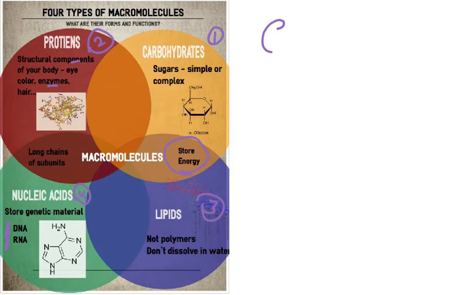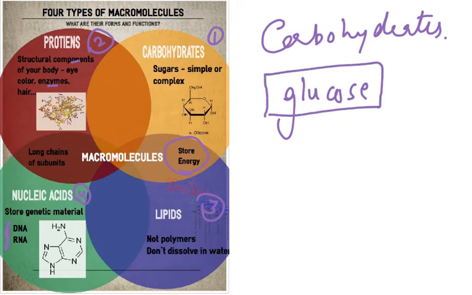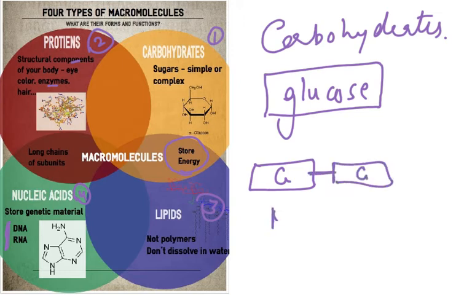Now let's come to the first one, which is carbohydrates. Carbohydrates are made up of repeating monomers, and those monomers are basically glucose units joined together. Glucose is the monomer, and one glucose unit is called a monosaccharide, and then of course we have the disaccharide. If you have 2 glucose units joined together, this will be a disaccharide, and this will be called maltose. So we have monosaccharides, disaccharides, and then polysaccharides.